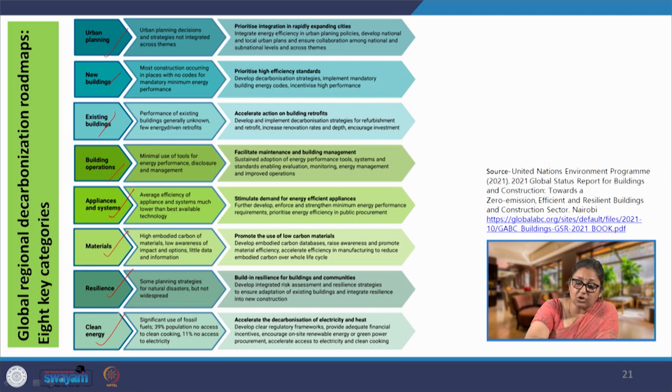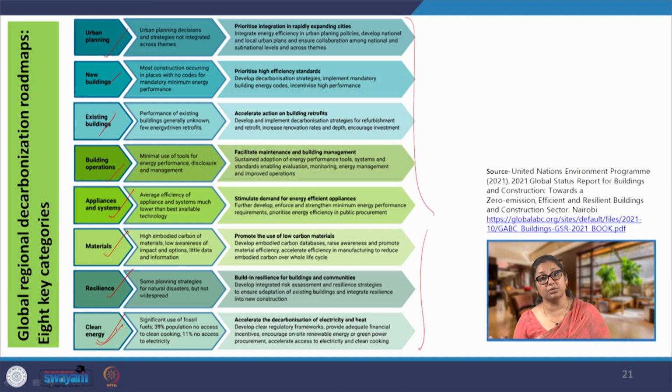So, if we look at all these, how can we bring it closer to net zero emissions? We can do it by doing all this that we are mentioning here. For example, if we are talking about clean energy, we have to accelerate the decarbonization of energy and heat. So, we have to depend more and more on renewable sources of energy. We have to use more and more of sun, hydro, wind, all these sources, and we have to decarbonize the electricity and heat that goes into the buildings.